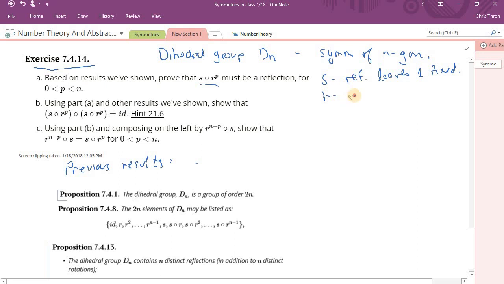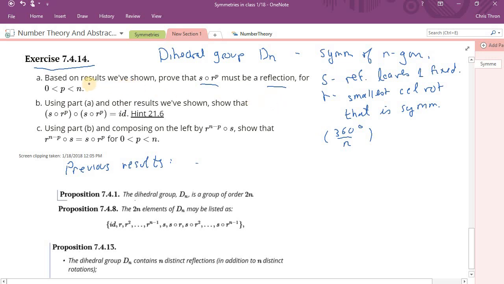And R is the smallest counterclockwise rotation that is a symmetry. And we've seen before that that's 360 divided by n degrees. All right, so I want to show that if I reflect, remember S compose R to the P means I take R to the P first and then reflect. So this means if I rotate P times, so that's going to be P times 360 over n, that rotation, and then I reflect, then I still get a reflection.